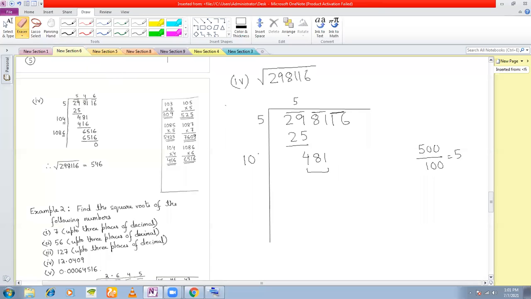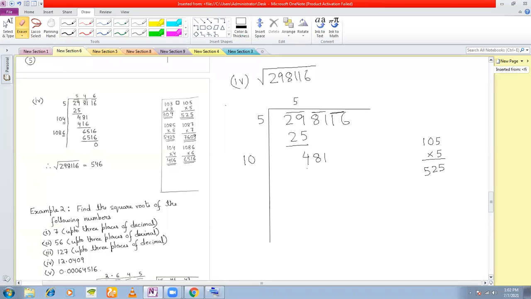So let's try. Let us try with the 5 first. 105. If I put a 5, then 105 into 5 will give me 525, which is greater than 481. So we cannot accept this, right? That means we need a digit that is less than 5. Let's put a 4 here.